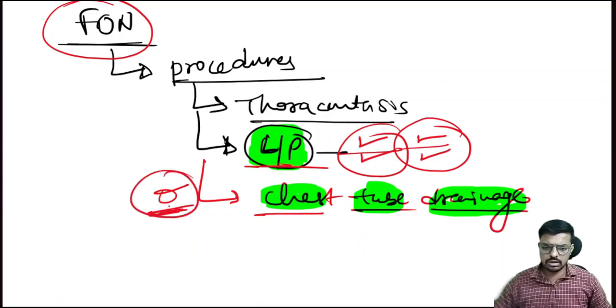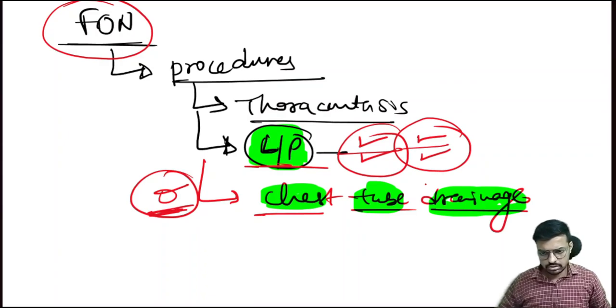These are already discussed on my YouTube channel in the important questions of NORCET, so please do watch that one. It will give a clear idea for you all. So the chest tube drainage is most important. Then comes the next important point, the suctioning.